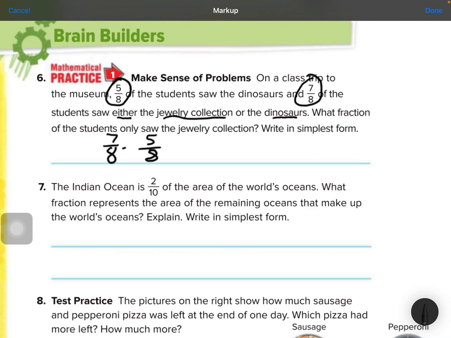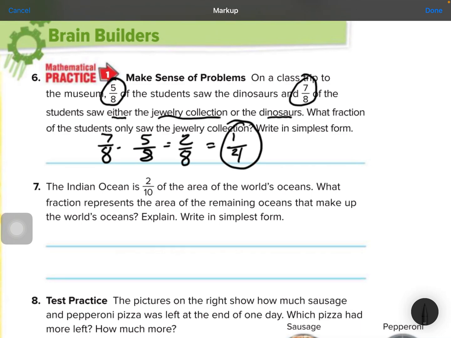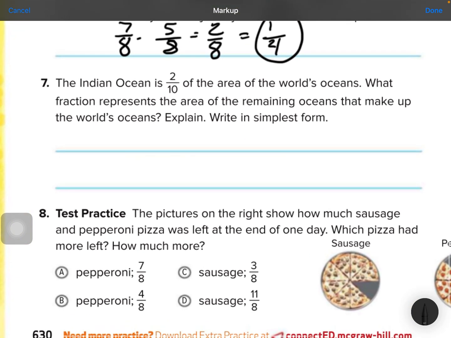5/8 saw dinosaurs. So we can take 7 minus 5 equals 2/8. So we took all the dinosaur people out, and now we just have the jewelry people left. And that is 2/8, but we can write that in simplest form. 2 will go into 2 1 time, 2 will go into 8 4 times. So our final answer is going to be 1/4.